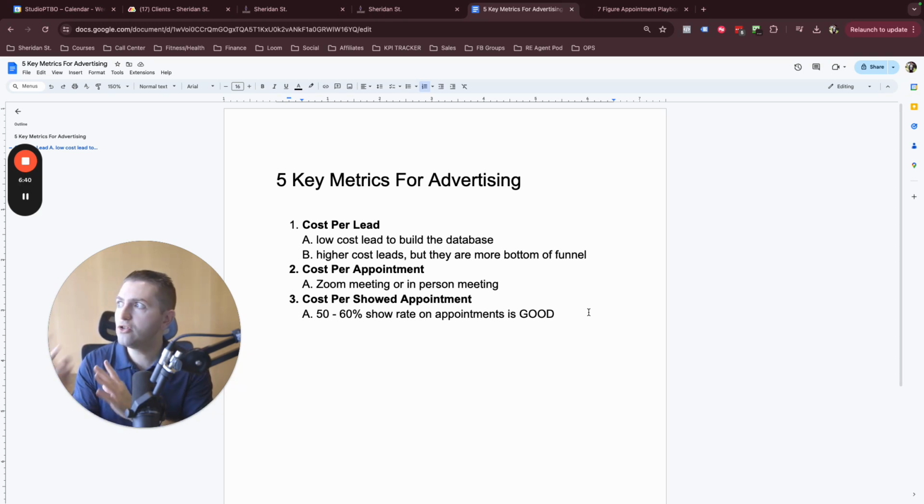Now, the beautiful thing about this is if you know your cost per appointment is $100 and your cost per showed appointment is $200, then you can spend more without necessarily losing your shirt. This is why we track these things.